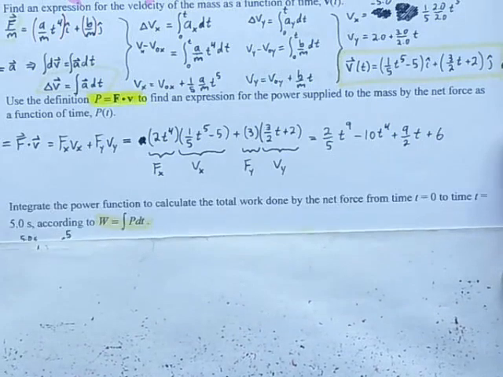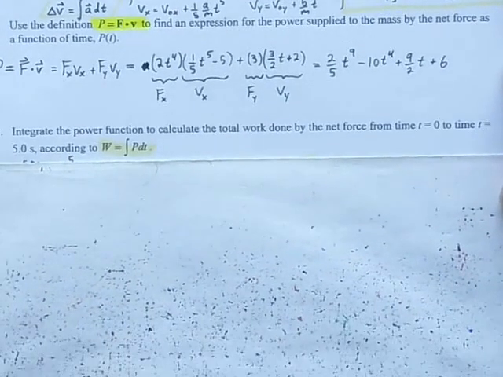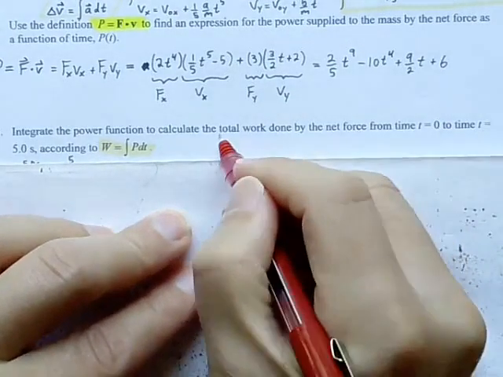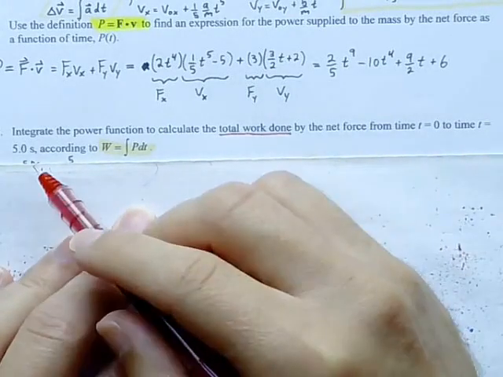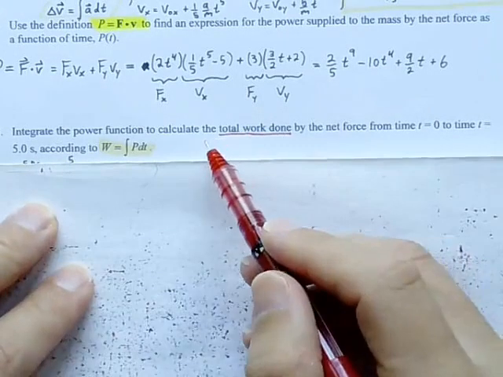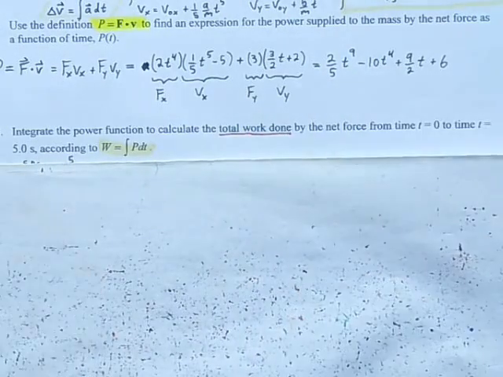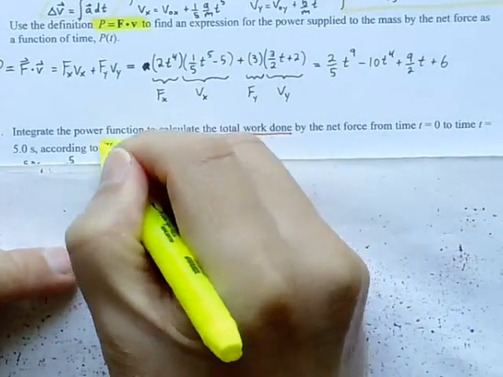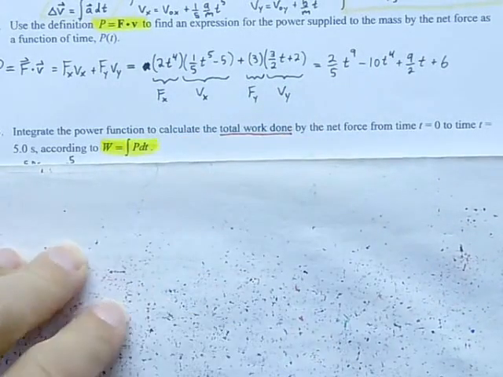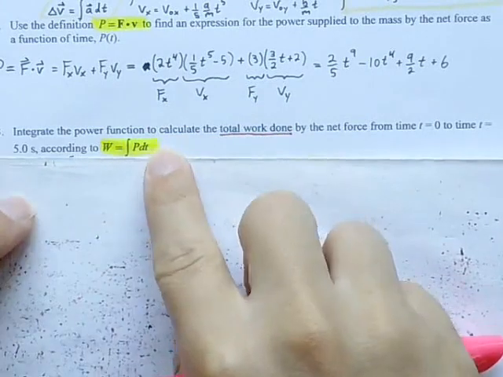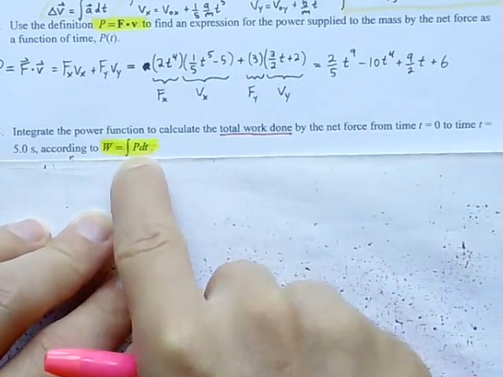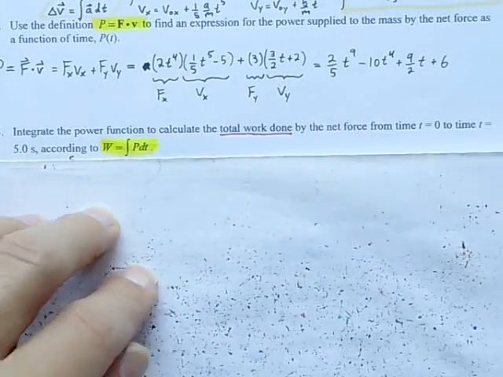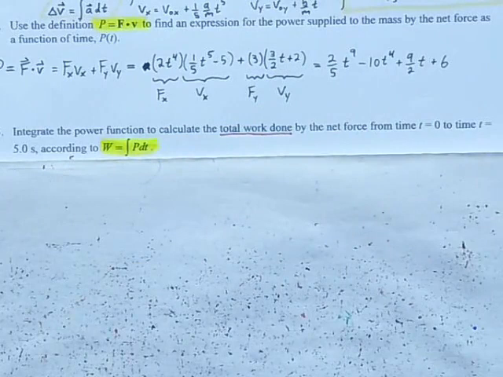Okay, next. Integrate the power function to calculate the total work done by the net force from time 0 to time 5 seconds. So over the first 5 seconds, we want the total work that's done. And we can do that by integrating the power with respect to time in this form. So set up that integral with this integrand as your power function there and integrate that from 0 to 5 seconds. Pause the video now, work that out. Don't forget to put in your upper and lower limits.